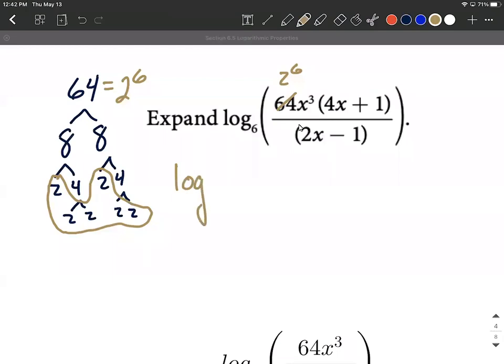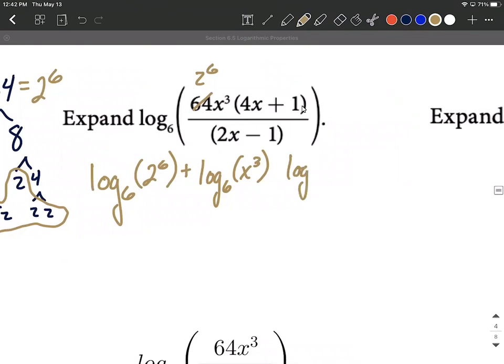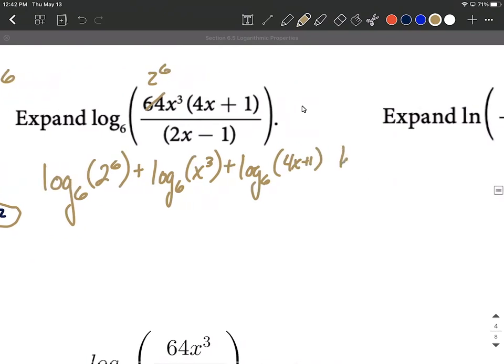We're going to give each one of these a log base 6. First one is going to be 2 to the 6th power. It's going to be positive in front because that came from the numerator. We're going to give log base 6 to an x cubed. That's going to be positive in front because it came from the numerator. We're going to give a log base 6 to that set of parentheses, the 4x plus 1. Again, positive because it came from the numerator. And lastly, a log base 6 of 2x minus 1, but that one's going to be negative out in front because it came from the denominator.